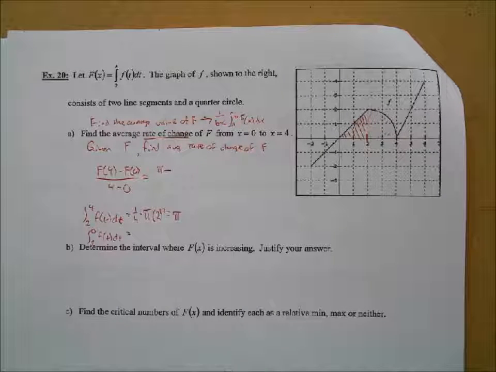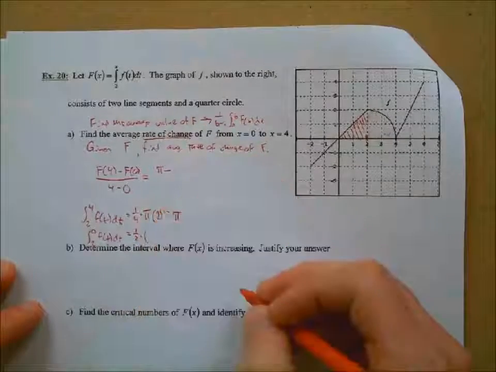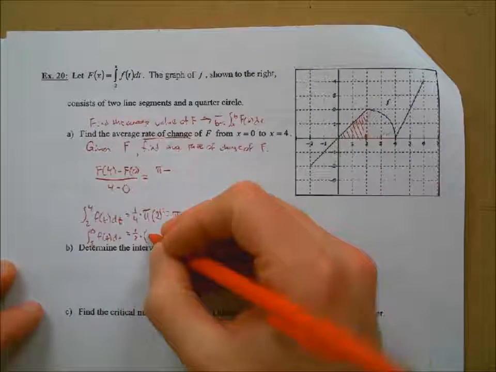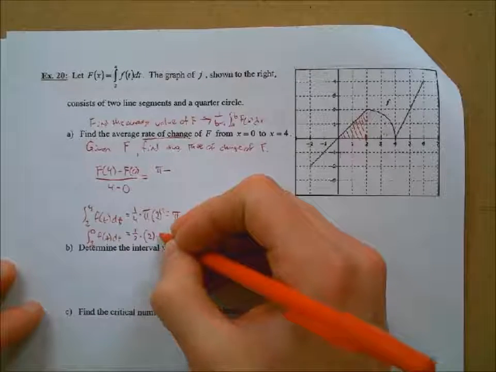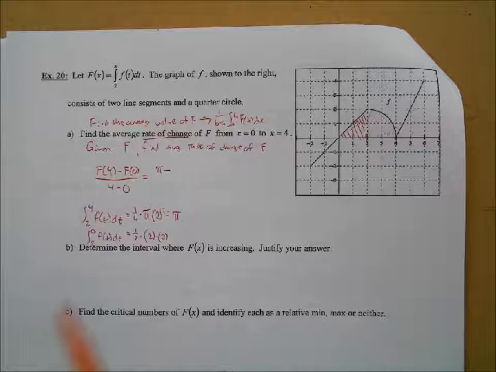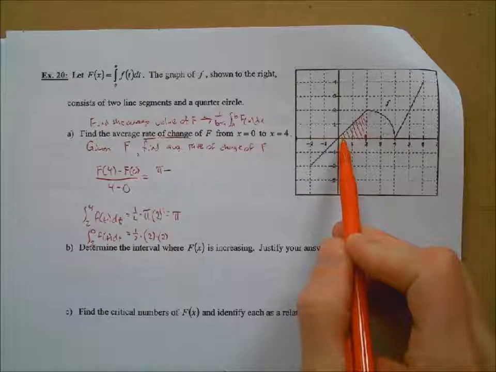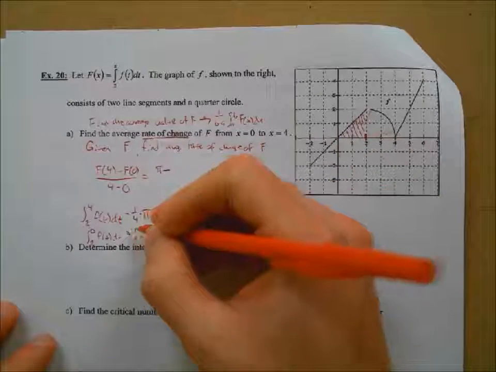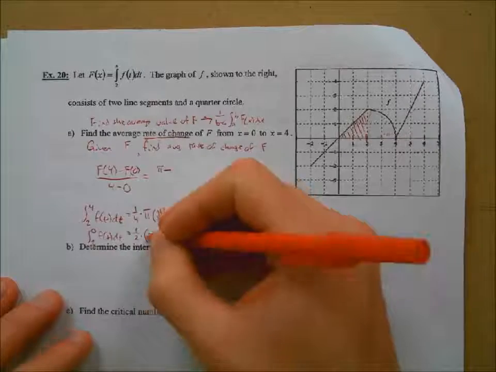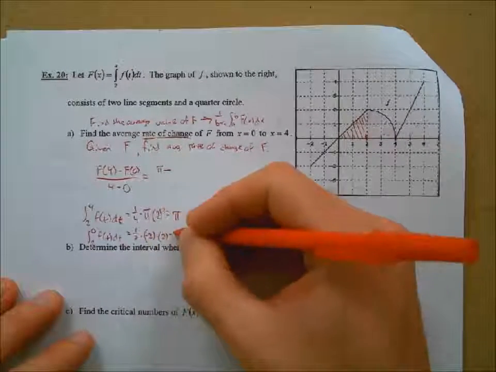Triangle, okay, area for a triangle is 1/2 times the base. What's the base? 2 times the height, 2. But then since we're integrating from 2 to 0 here, what's the sign of our answer going to be? It's going to be a negative. Yeah, we're going to make it negative here, okay? I might call the base -2 in this case, so it's going to be -2 times 2 is -4, times 1/2 is -2.